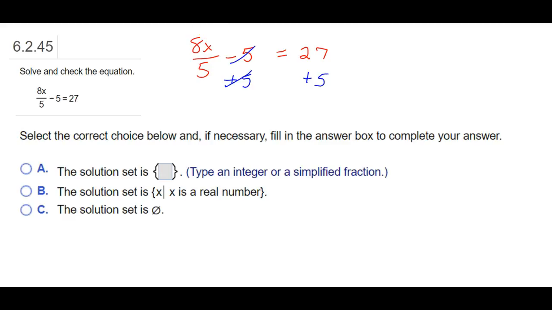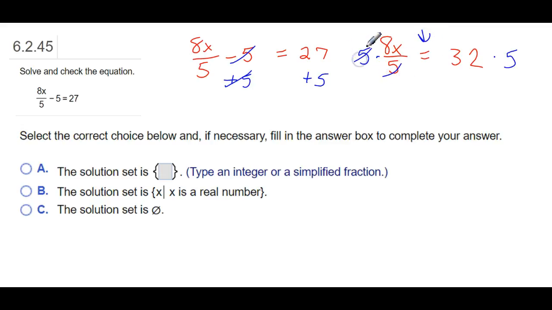Alright, and that's going to leave me with, on the left hand side, just the 8x over 5. And on the right hand side, 27 plus 5 is 32. Okay, so far I've got 8x divided by 5 equals 32. Now, again, order of operations. I multiply by 8, I divide by 5. Reverse, I would multiply by 5 to get that 5 out of the denominator. So if I do it to the left, I have to do it to the right to keep the equal sign true. Again, that's our goal. Keep that equal sign true.